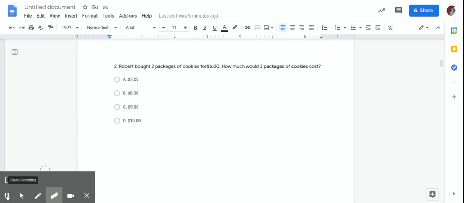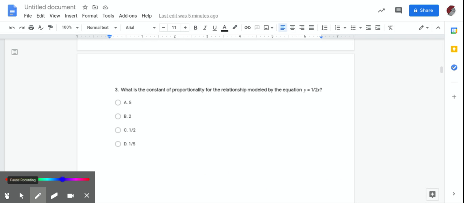You try. Robert bought 2 packages of cookies for $6. How much would 3 packages of cookies cost? Question number 3. What is the constant of proportionality for the relationship modeled by the equation y equals 1/2 x?